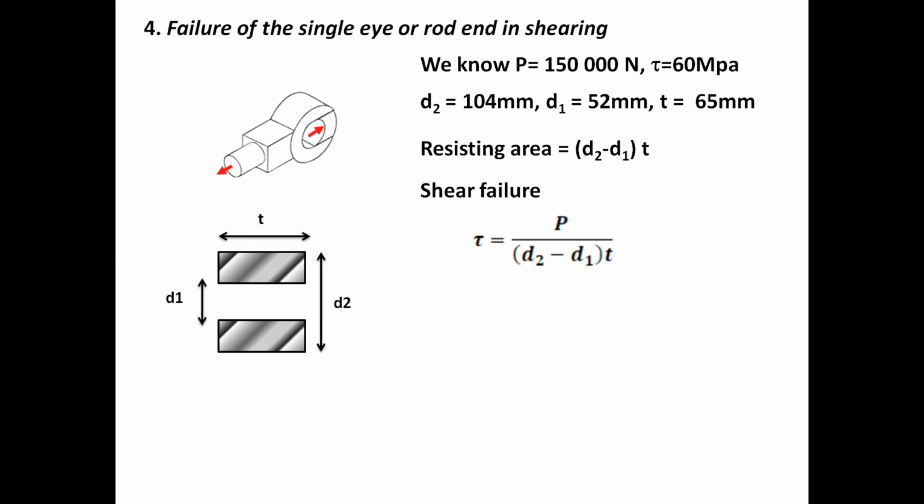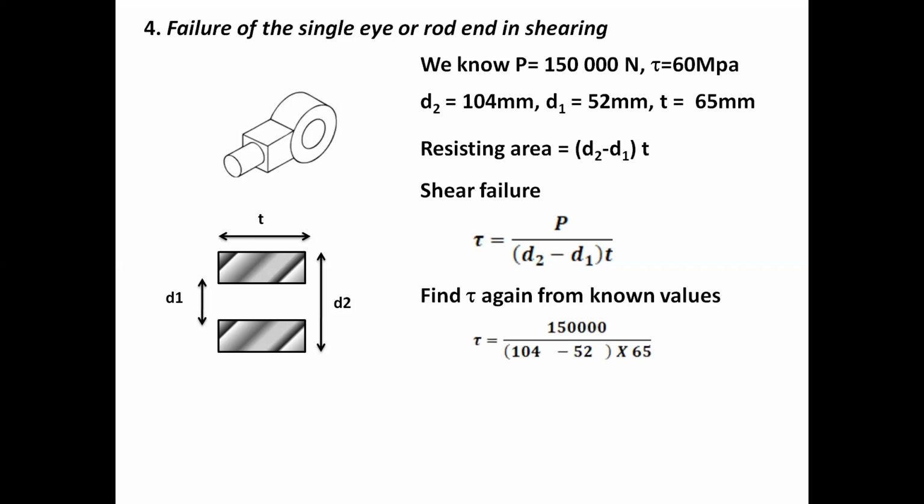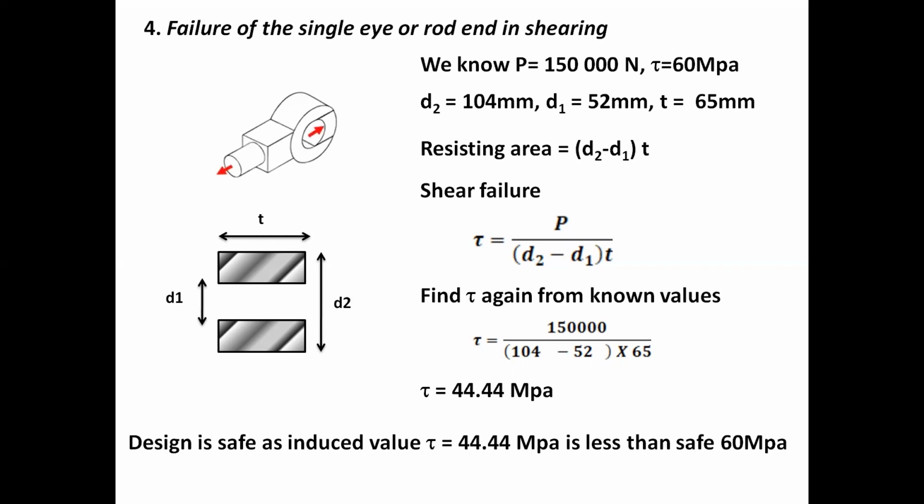Now here also, if you put all the known values, then again we can get the shear stress which is induced. Because of our known standard dimensions, the value of shear stress again we can find. That value of shear stress comes out 44.44 megapascal. Why is it the same? Because if you look at the single eye rod in tension, the same resisting area happens with single eye rod in shear. That's why the induced stress will be the same.